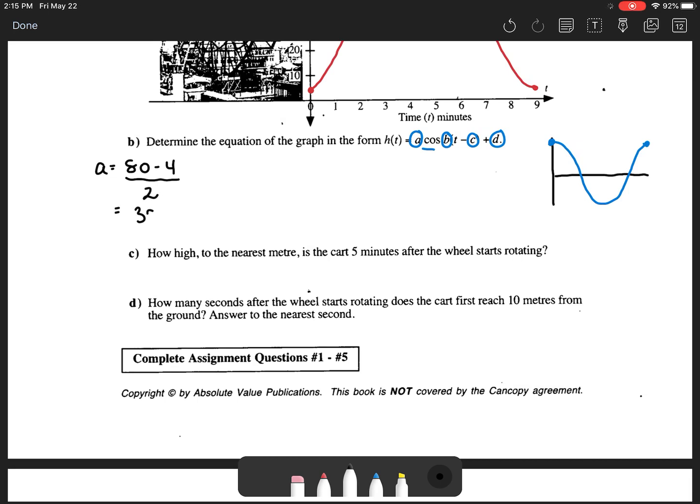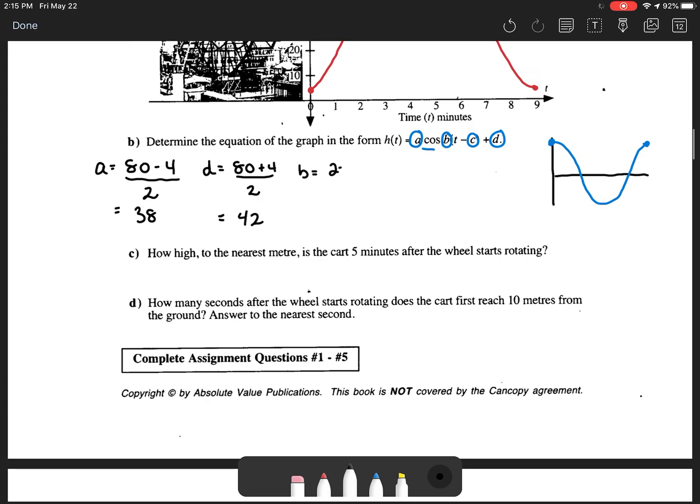And then I divide by 2. So 80 minus 4 divided by 2 is 38. So there is that value. And as always, I usually jump right to D, the vertical displacement, because that will be 80 plus 4 divided by 2. That's 84 divided by 2, which is 42. So we get those out of the way.